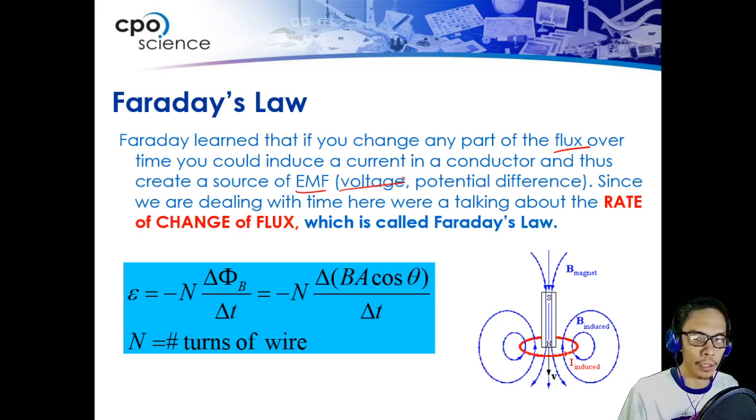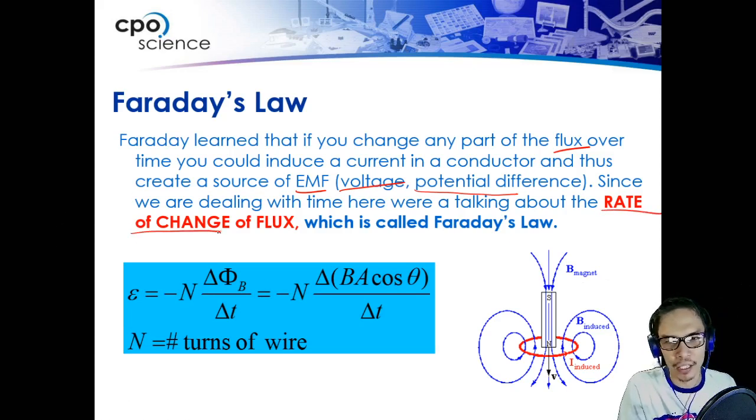EMF is also known as voltage. Do not be confused by that. They are the same thing with different names, also called potential difference. No matter what you call it, it's voltage. Since we are dealing with time, where do we get the time? It is in the velocity of your magnet. If we put that velocity in the movement of your magnet, we can call it the rate of change in magnetic flux.